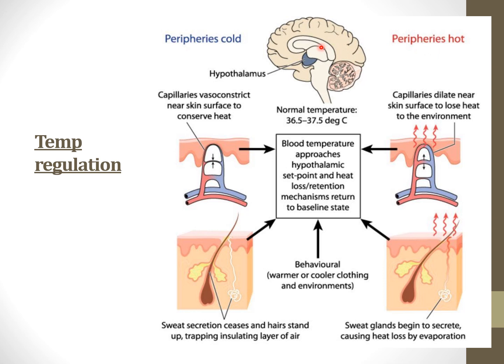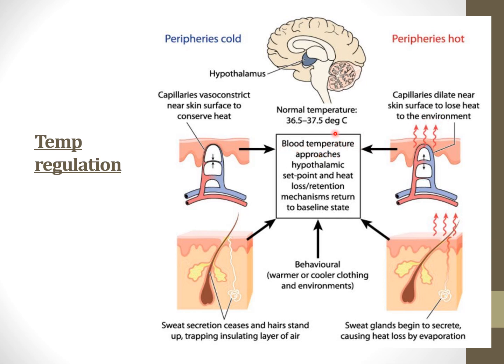Now let's see. Imagine that the peripheries are hot. The heat is actually sensed by the anterior hypothalamus. So this anterior hypothalamus is going to work: the capillaries dilate near the skin surface to lose heat to the environment through the sympathetic nervous system, and this causes sweat glands to begin to secrete, causing heat loss by evaporation. And whenever the peripheries are vasodilated, this causes heat to disseminate. Heat is lost to the environment.